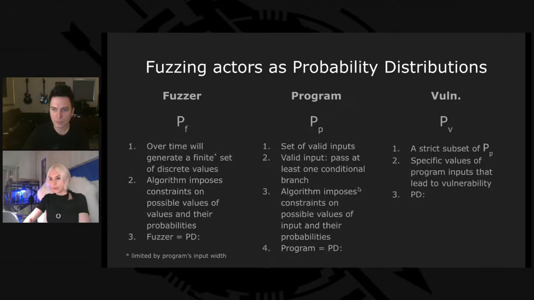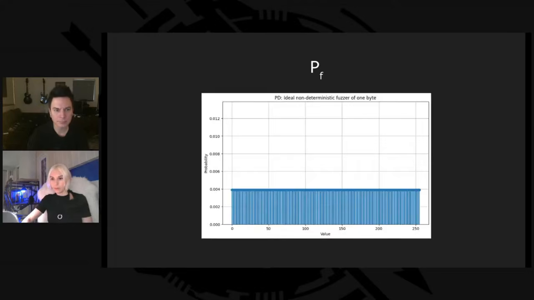And lastly, we can consider a subset of the program inputs that actually lead to a vulnerability. This will represent a third probability distribution, which here I name PV. This is a strict subset of the program's inputs, and it represents only those inputs that lead to a vulnerability.